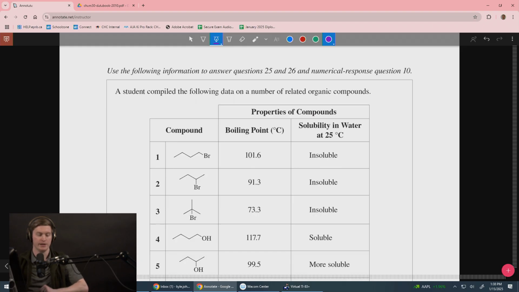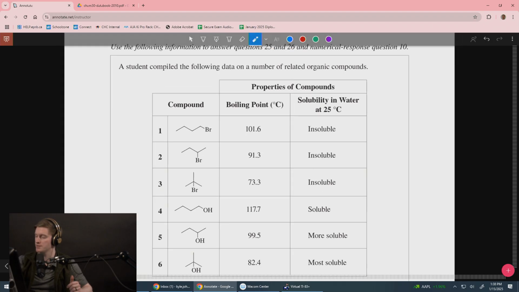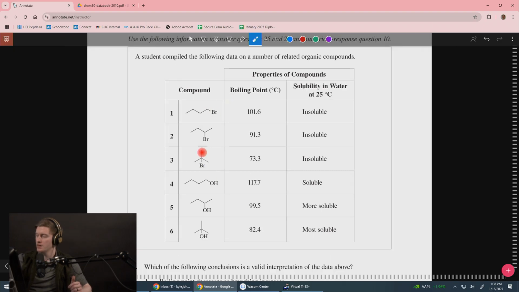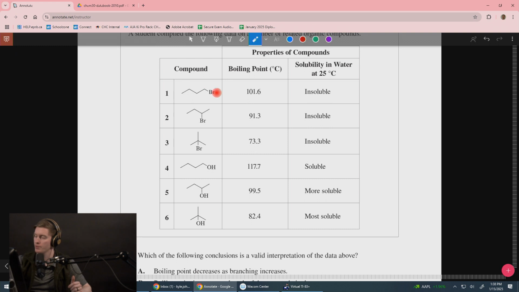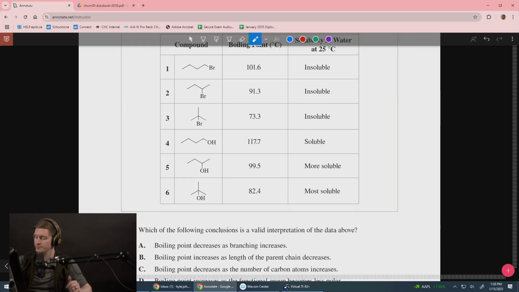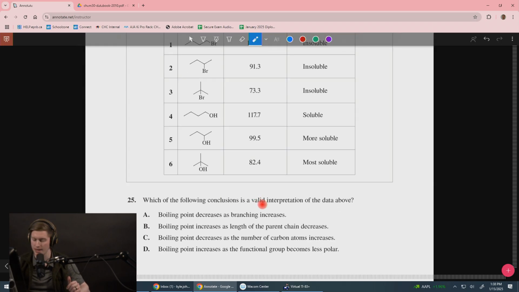A student compiled the following data on a number of related organic compounds, and this data is going to be used for questions 25, 26, and numerical response question 10. You see that we have a bunch of alkyl halides with bromine as the halide substituent, and we have a bunch of alcohols, and then we are arranging them with a different location for the bromine and a different location for the hydroxyl group. Which of the following conclusions is a valid interpretation of the data above?